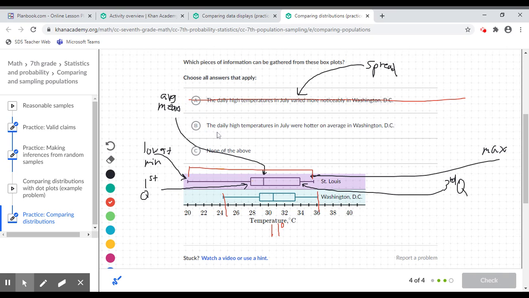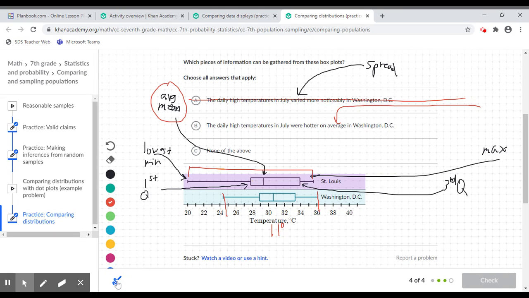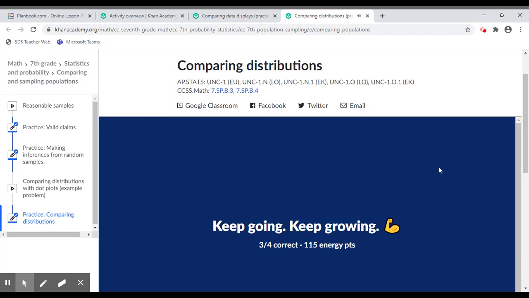Letter B, the daily high temperatures in July were hotter on average in Washington, D.C. Again, the word is average. Okay, if we look at our notes from up here, what does it mean to be average? On a box plot, an average is right there in the middle. Which average is greater? Washington, D.C.'s is greater. So letter B is correct. That's how we can read through these box plots.